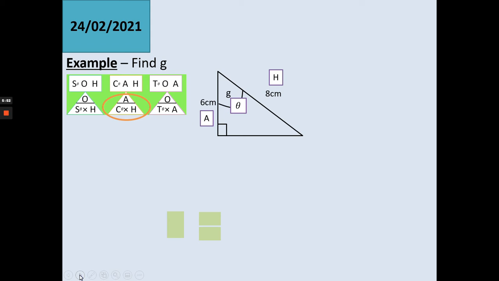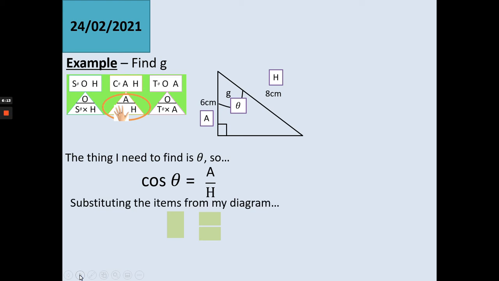This time we want the angle. So let's write that all out. So we need theta, we need the angle. So the cosine of theta is going to be, again, a fraction of the adjacent divided by the hypotenuse. So let's put that in. So adjacent divided by the hypotenuse. We now put our values in. So let's put those in.